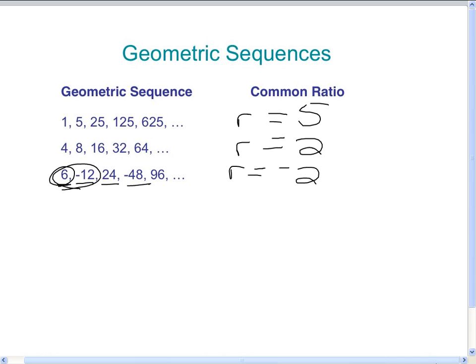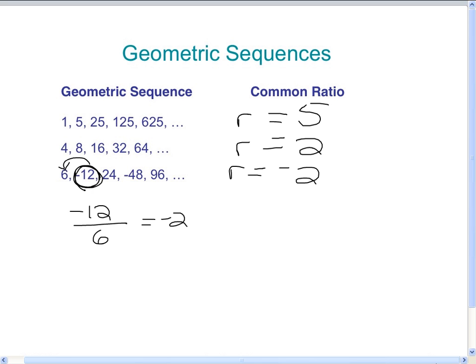And as I was starting to say, sometimes it's a bit trickier to figure out what the common ratio is. So the easiest way to figure out the common ratio, if you can't just see what it is, is to take the second term and divide it by the first term. The common ratio is negative 2.